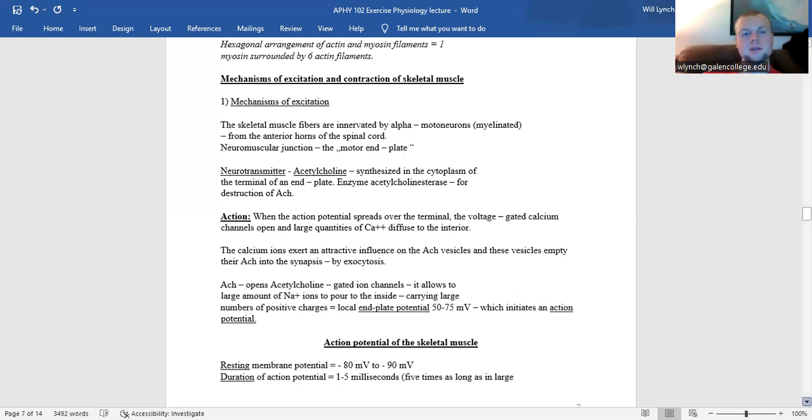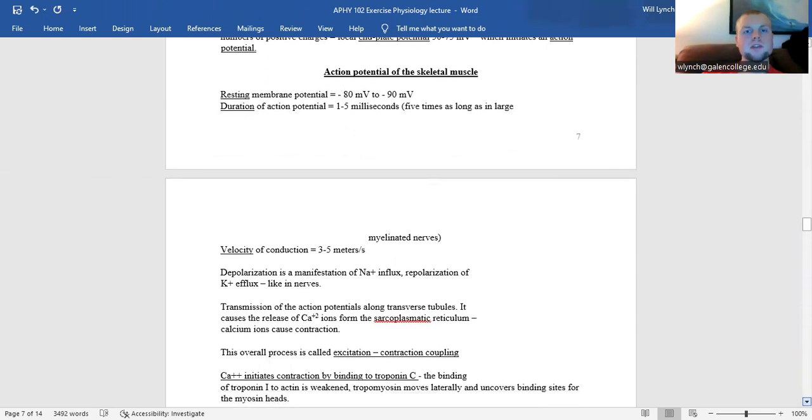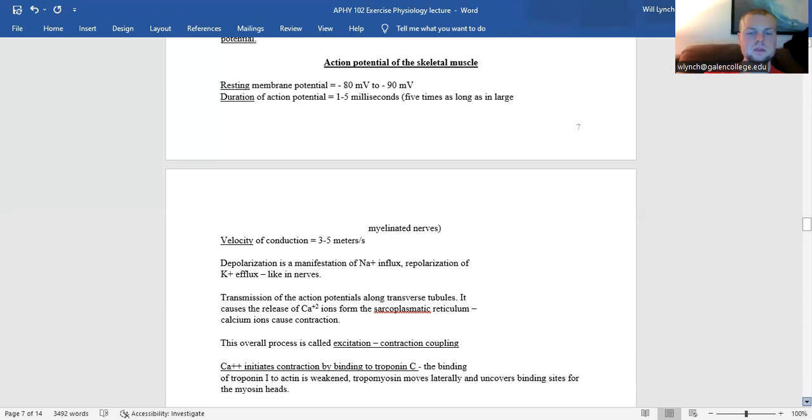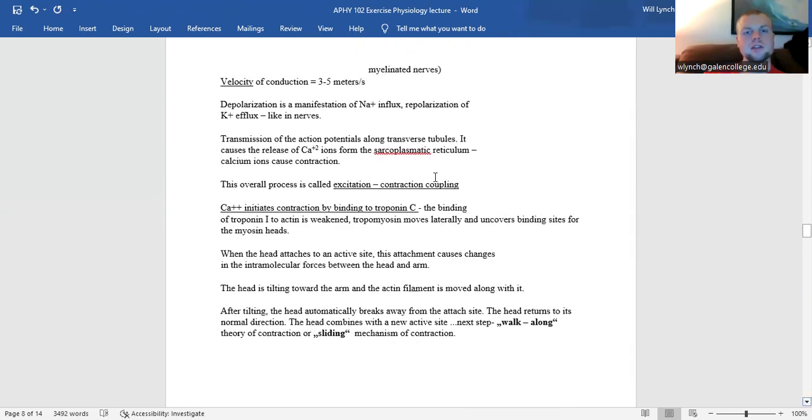Action potential of the skeletal muscle specifically, we have a resting membrane potential of around negative 90 millivolts or so. Duration of the action potential is going to be 1 to 5 milliseconds, which is going to be 5 times as long as it is in large velocity of conduction, right? The velocity of conduction for our action potential is about 3 to 5 meters per second, which is going to be because of myelination. We see depolarization because of the influx of sodium and the repolarization because of potassium efflux.